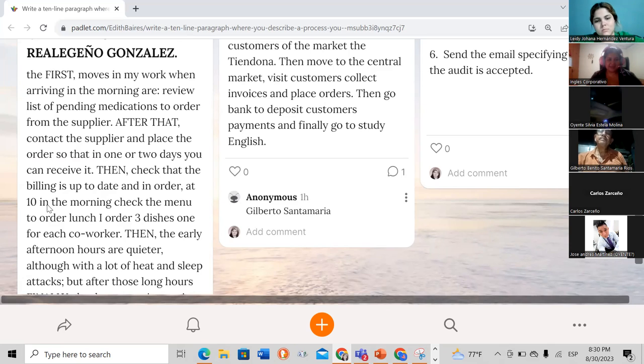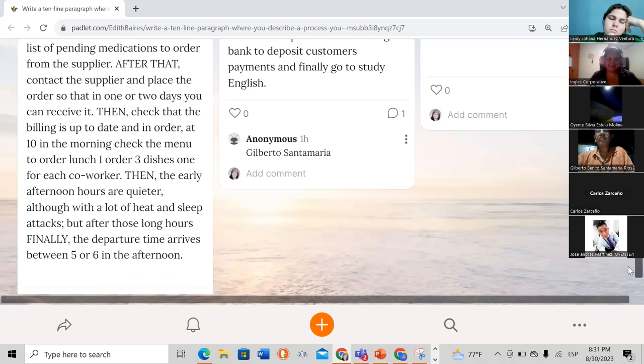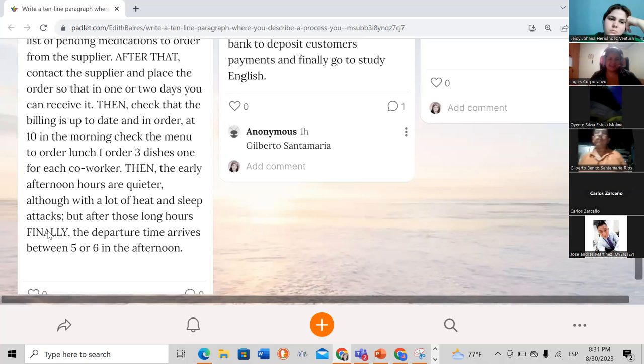Then at 10 in the morning, 10 a.m., I check the menu to order lunch and order 3 dishes, one for each co-worker. Okay. Then the early afternoon hours are quiet. Okay. Although with a lot of heat and sleep. Okay. So you are sleepy. Heat and sleep attack. But after those long hours, finally, the departure time. It will be some precious to the personnel. Arrive between 5 or 6 in the afternoon. Okay.